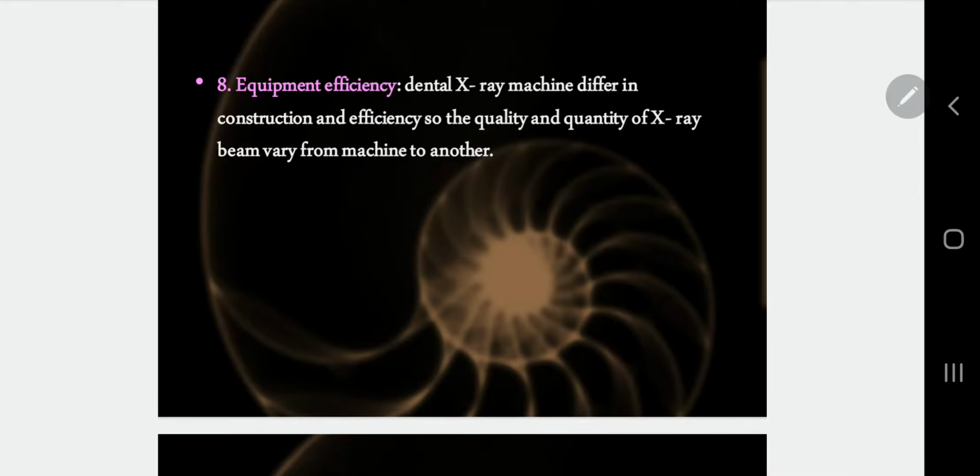Equipment efficiency. Dental X-ray machines differ in construction and efficiency, so the quality and the quantity of the X-ray beam vary from one machine to another.